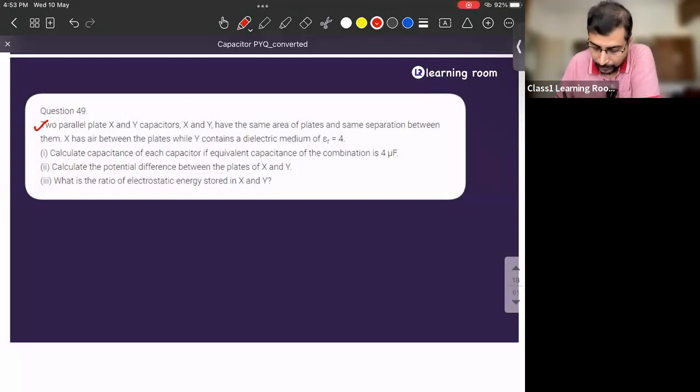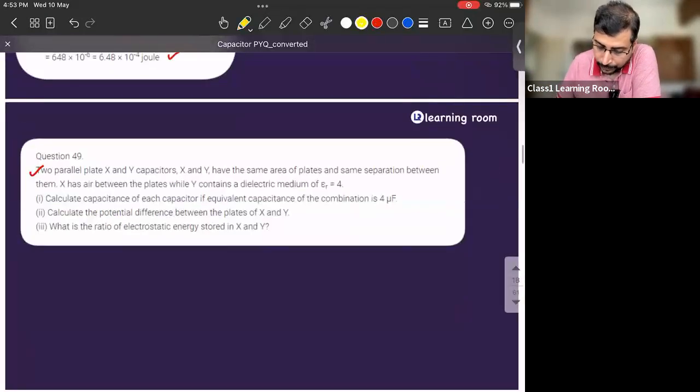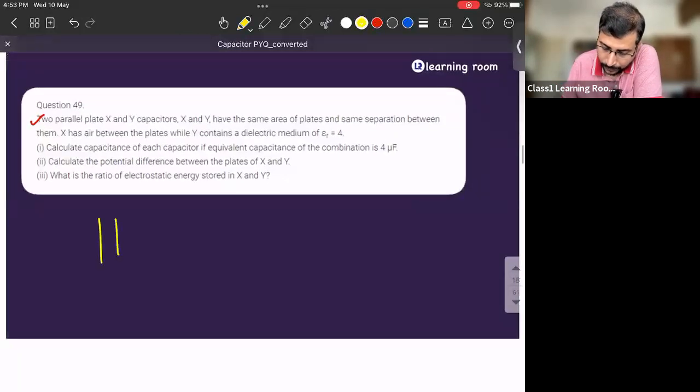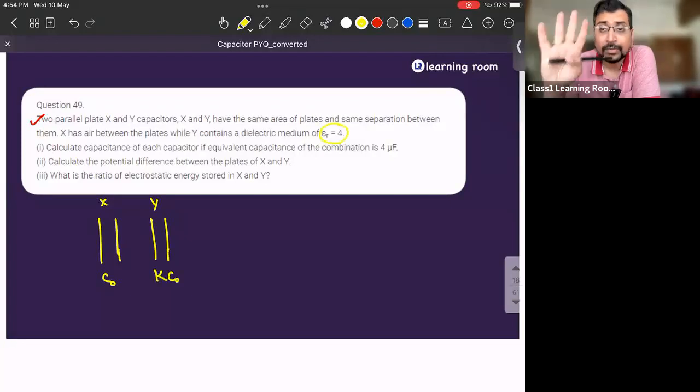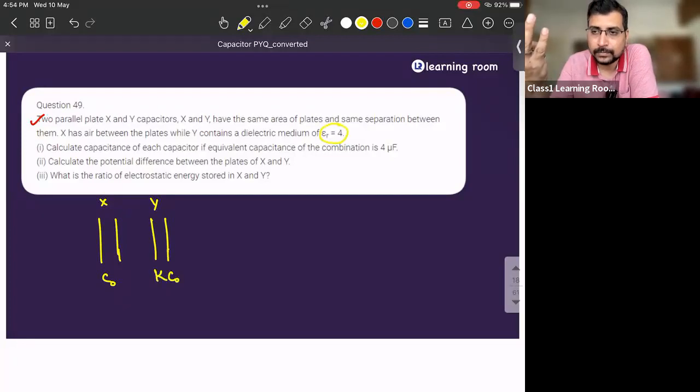So basically, if you observe this question, if I take this as capacitor X and this as capacitor Y, and if the capacitance of X is C naught, what will be the capacitance of Y? It will be K times C naught, where the value of K is 4. So instead of epsilon R, I wrote it as K.